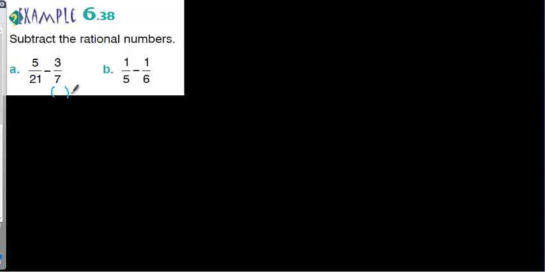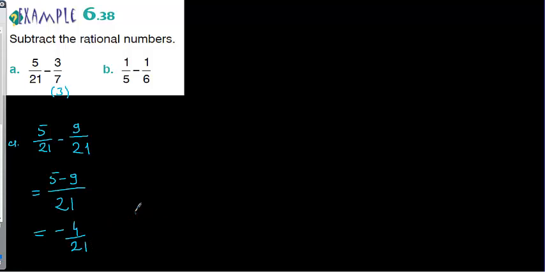If you want to make the denominators the same, and if you're familiar with the numbers, 21 is a multiple of 7. That's why I'm going to multiply only the second term by 3. 3 times 7 is 21, and the denominators are going to be equal. So 5 over 21 minus 9 over 21, and 5 minus 9 is equal to minus 4 over 21.